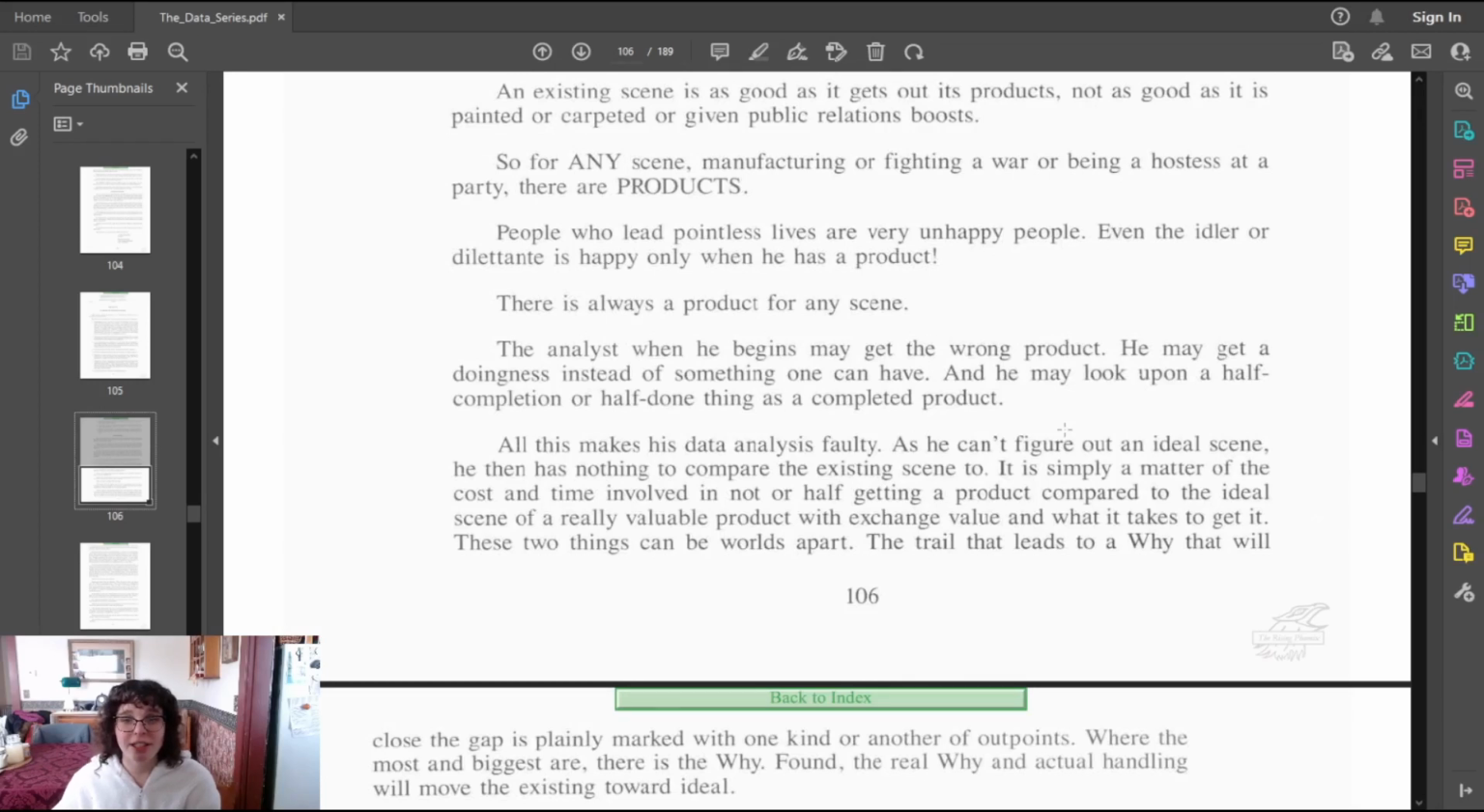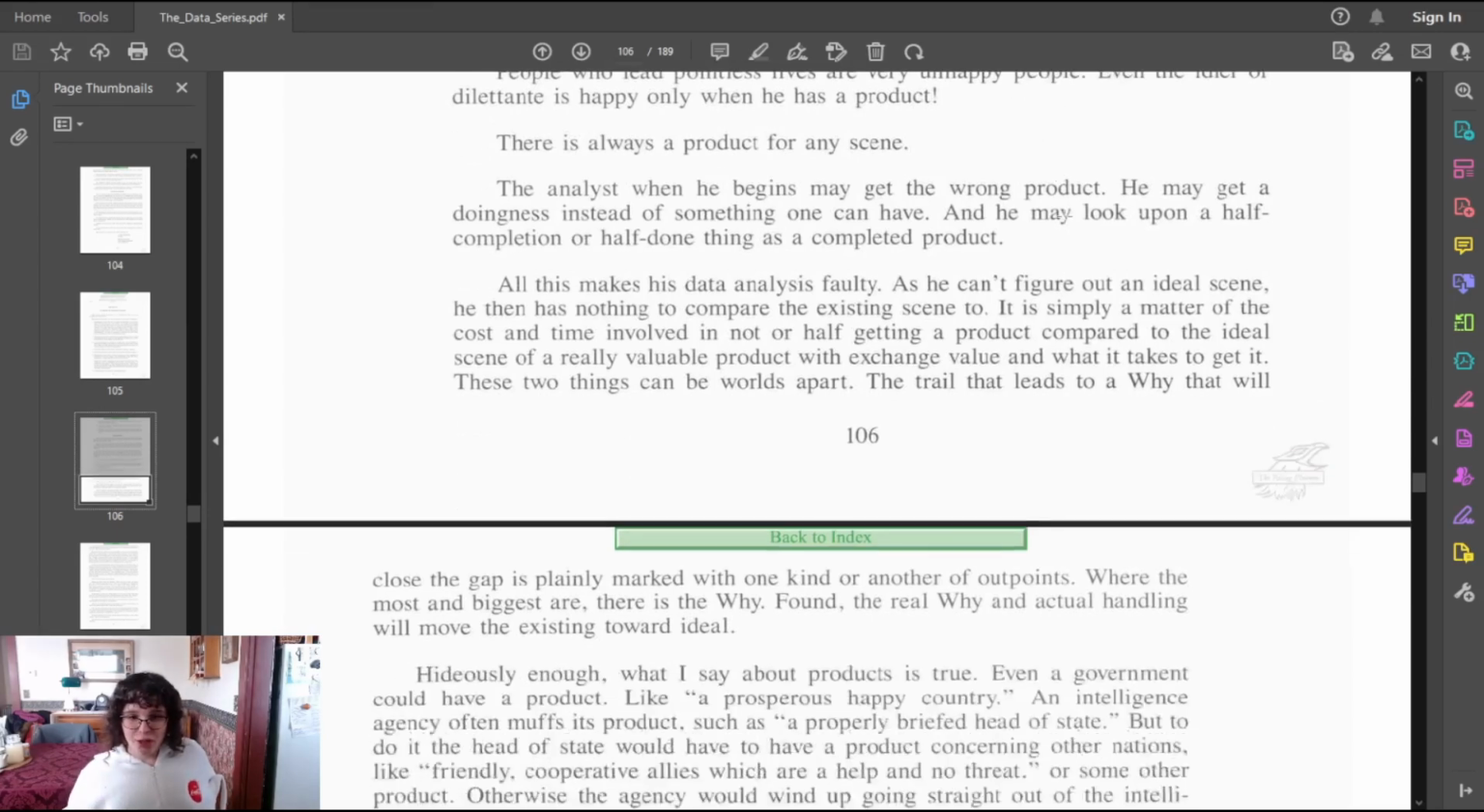The analyst, when he begins, may get the wrong product. He may get a doingness instead of something one can have. And he may look upon a half-completion or half-done thing as a completed product. All this makes his data analysis faulty. As he can't figure out an ideal scene, he then has nothing to compare the existing scene to. It's simply a matter of the cost and time involved in not or half getting a product compared to the ideal scene of a really valuable product with exchange value and what it takes to get it. These two things can be worlds apart.